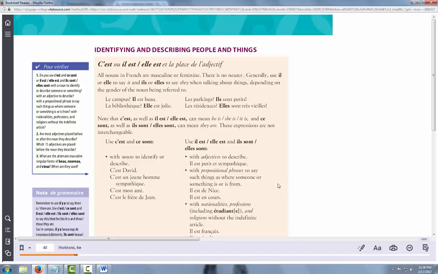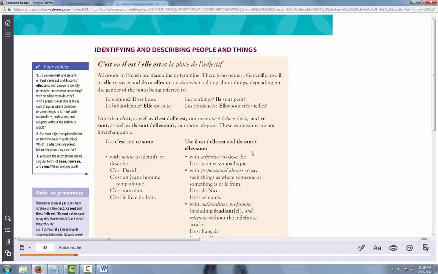C'est David. It's David. C'est un jeune homme sympathique. So in French we say c'est. You have to put c'est because you have the article un, and then jeune homme is a young man. He's a nice young man. In English, you'd have to say, he is a nice young man. You could not say, it is a nice young man. You have to say he. But in French, you have c'est, because you have your article un, and then jeune homme. If you had il est, that il est has to be followed directly by the adjective. C'est mon ami, it's my friend. C'est le frère de Jean, it's Jean's brother.